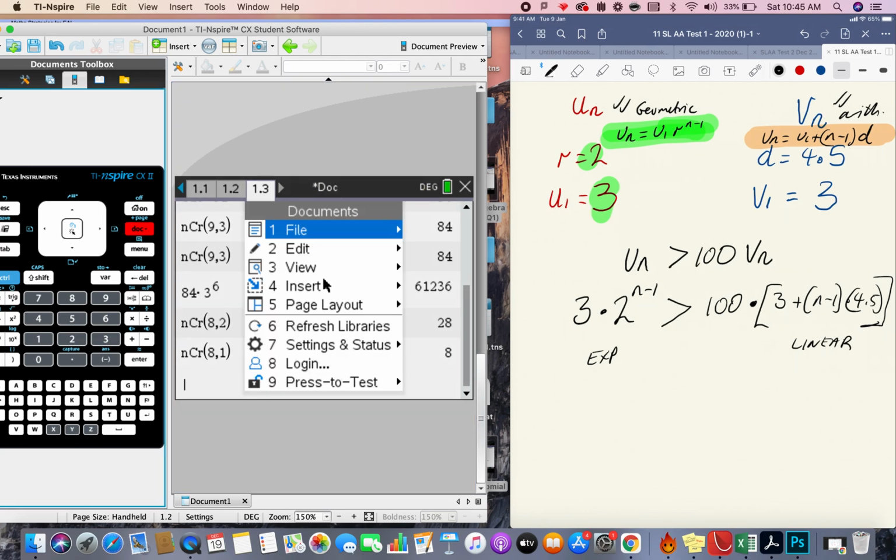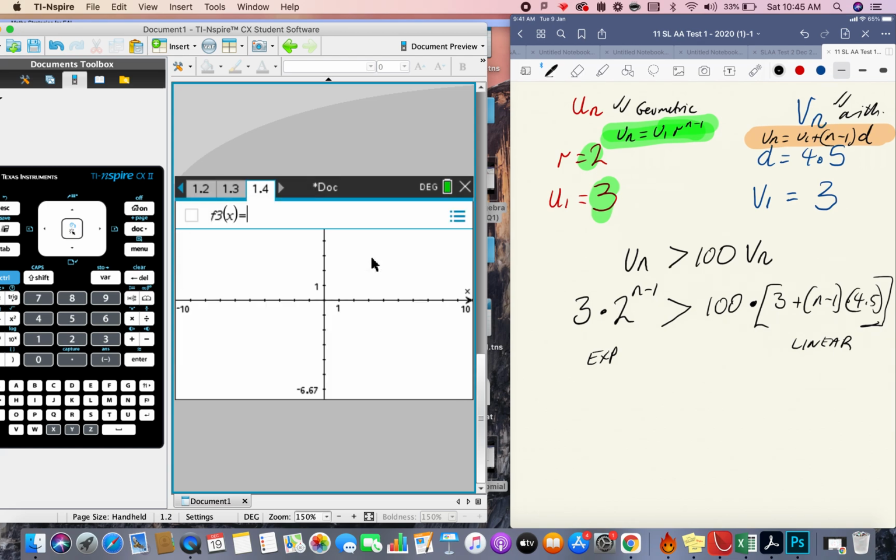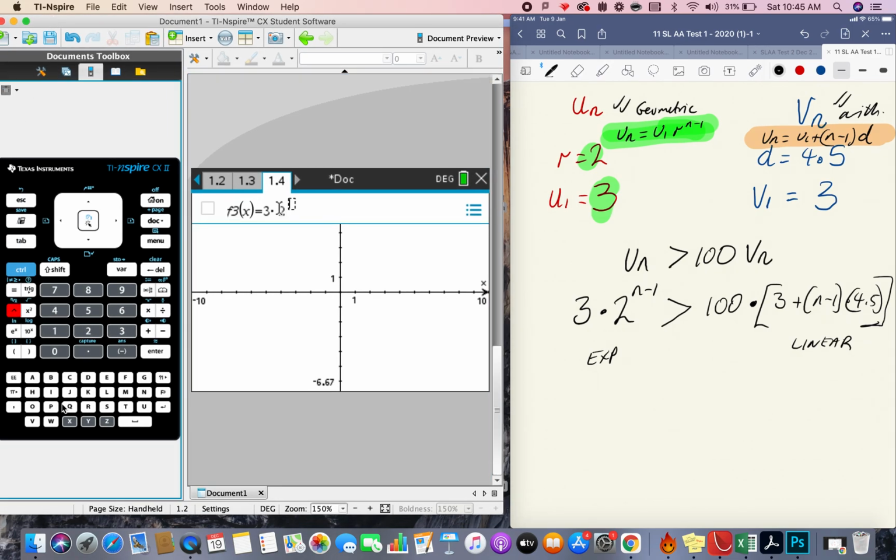So document, insert a graph, and I'm going to just type in the left hand side, 3 times 2 to the exponent, all in the exponent x minus 1, press enter, and then control G, this is F4, so I've got F3 and F4 here that I'm interested in. This is 100 times by open bracket, 3 plus open bracket again, x minus 1 close bracket, and then times by the 4.5, and we are done.